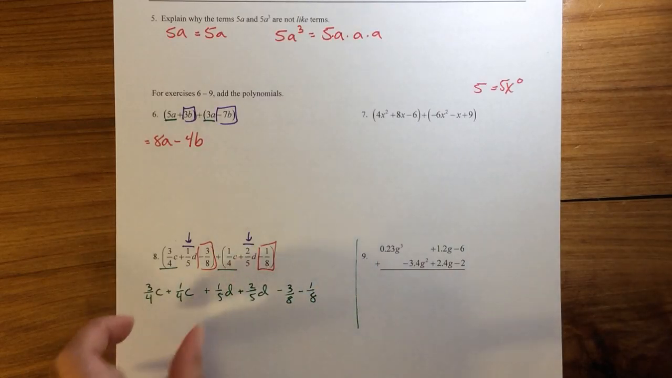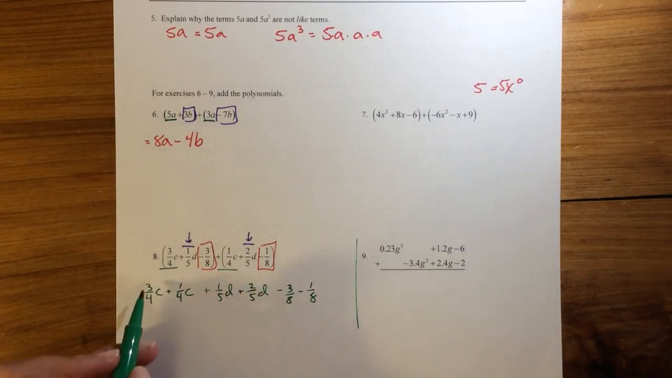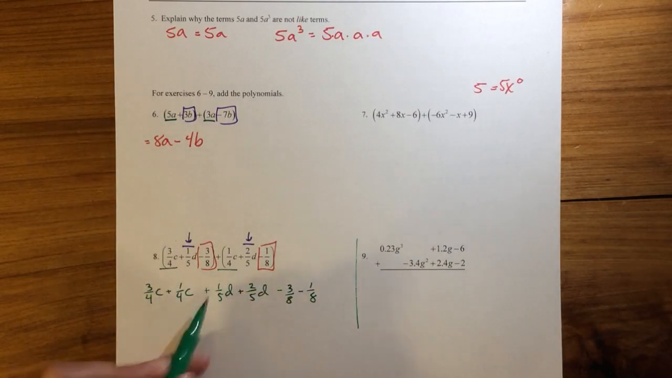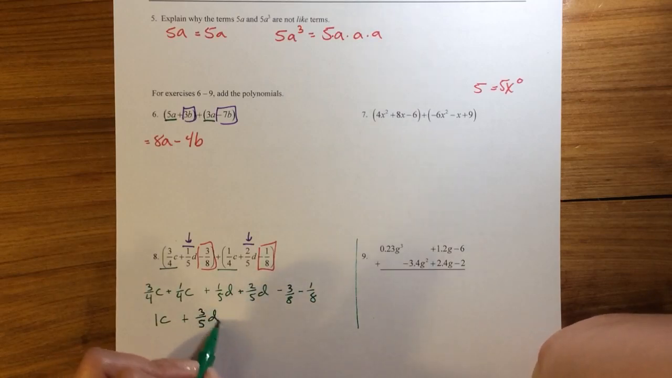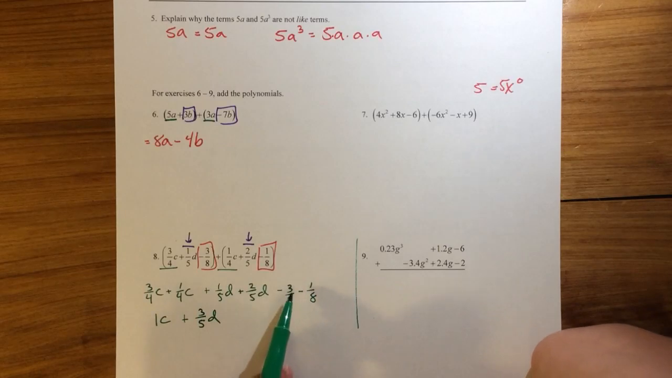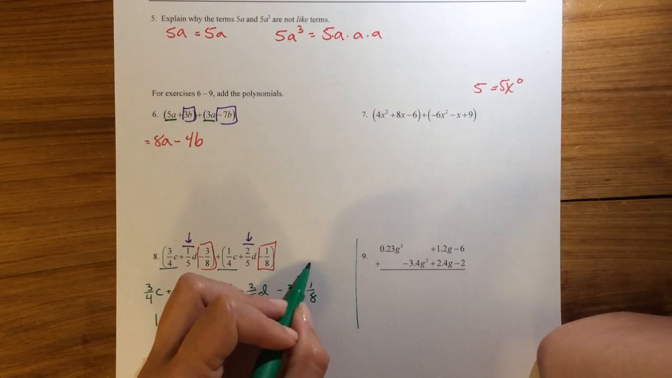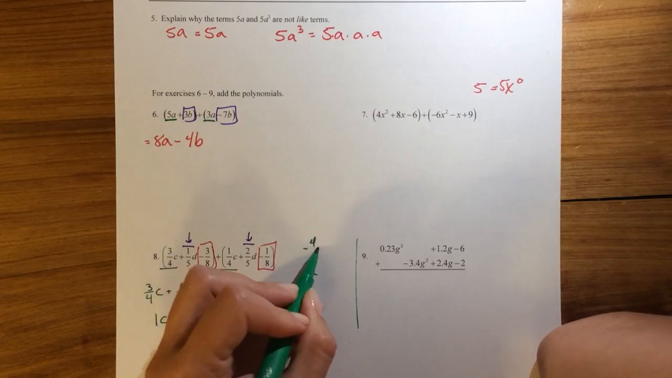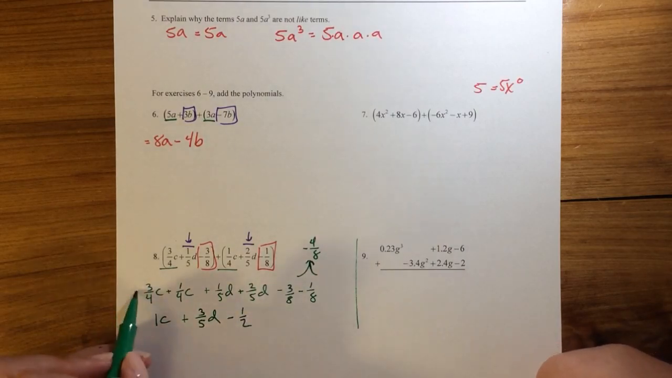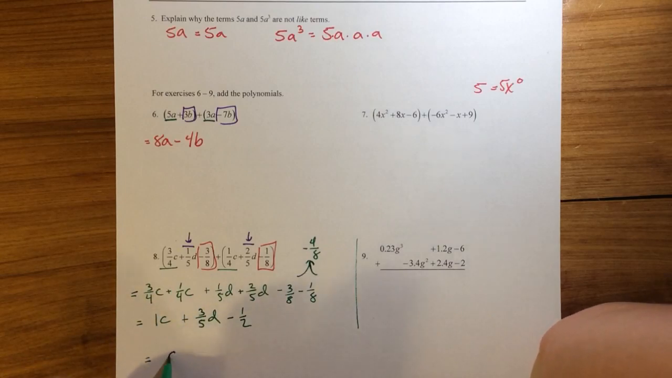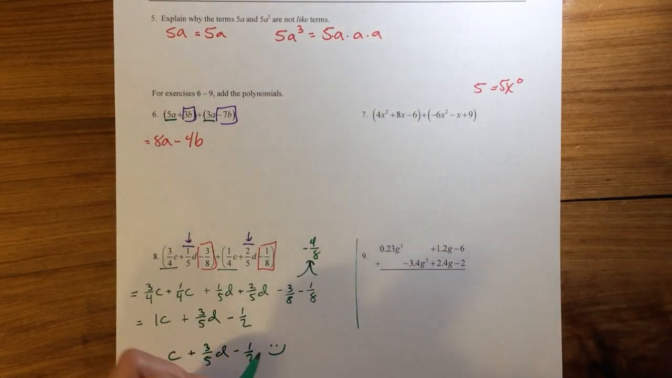So visually now I'm just combining. So 3/4 plus 1/4 is 4/4, right? Which is just 1C. Plus 1/5 plus 2/5 is 3/5 D. Minus 3/8 minus 1/8 is negative 4/8, right? What is negative 4/8? Negative 1/2. So all in all, I've got C plus 3/5 D minus 1/2. Yay!